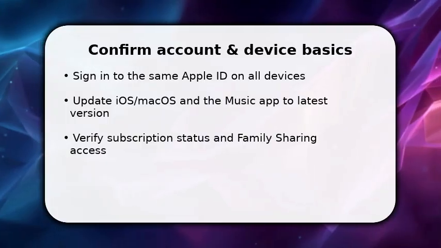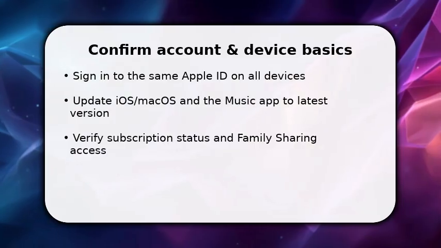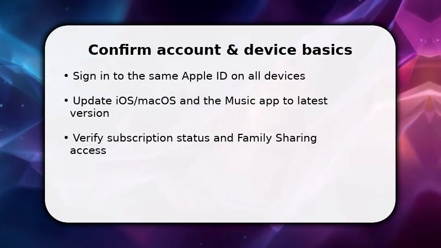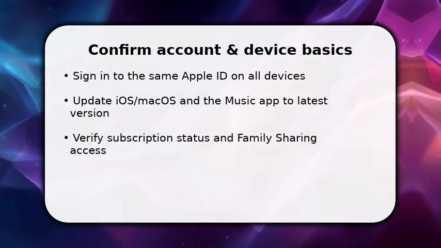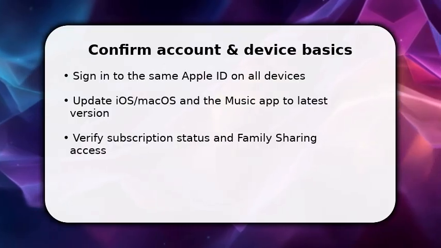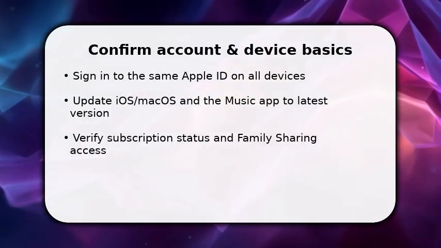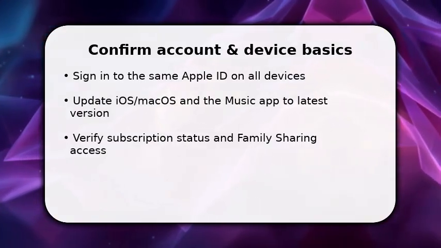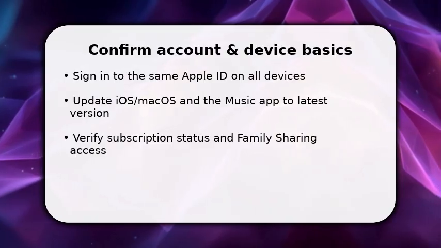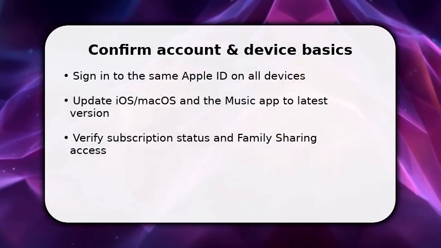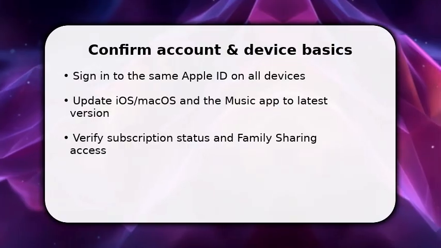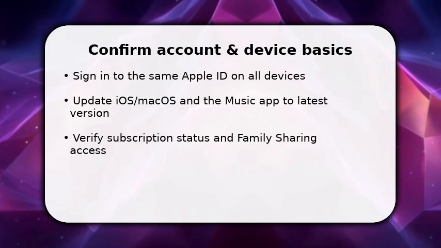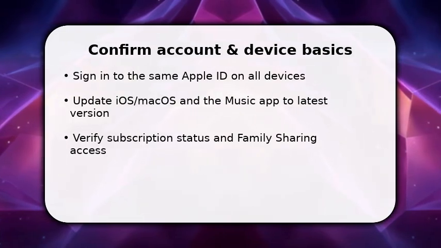You'll start by confirming the account and device basics so we can eliminate simple permission mismatches. Sign into the same Apple ID on your iPhone, iPad, or Mac and confirm your Apple Music subscription is active. This authorizes library access. Once done, make sure system and music app updates are applied so authorization checks use current protocols. Also verify family sharing or purchased sharing permissions if content came from another family member, because blocked sharing often triggers the not authorized error.